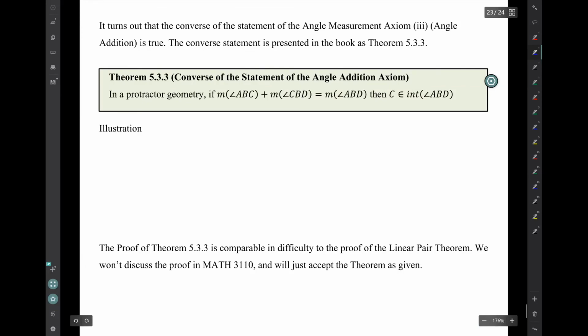Well, it turns out that the converse of the statement of angle measurement axiom 3, that is, angle addition, is true. The converse statement is presented in the book as theorem 5.3.3. So here's the theorem. The statement of this theorem is the converse of the statement of the angle addition axiom. It says this: in a protractor geometry, if the measure of angle ABC plus the measure of angle CBD equals the measure of angle ABD, then C is in the interior of angle ABD. Let's illustrate that.